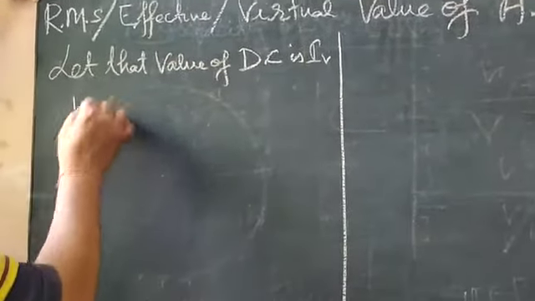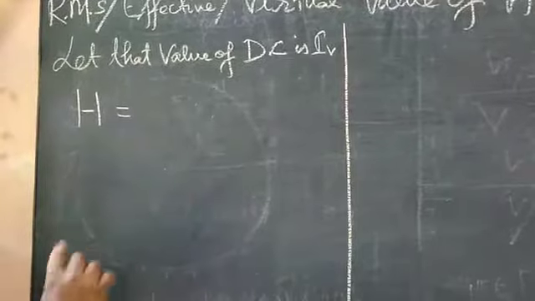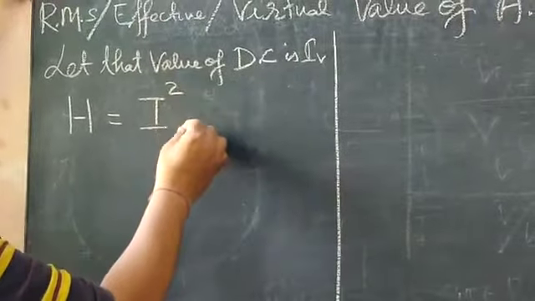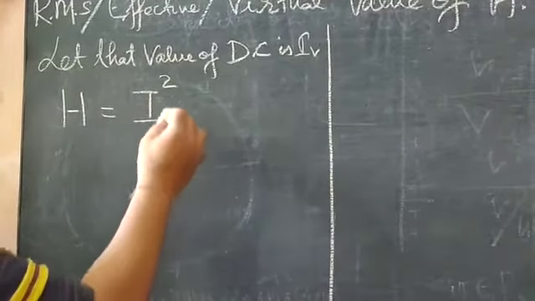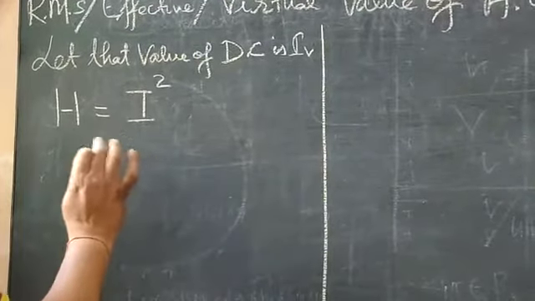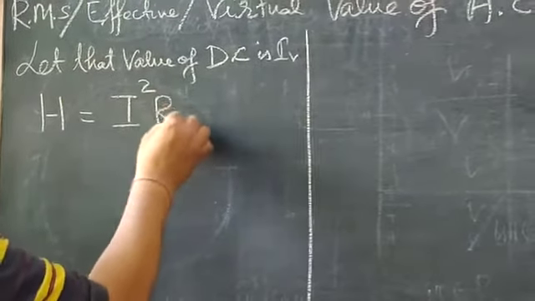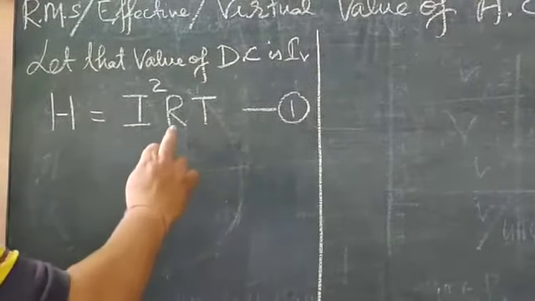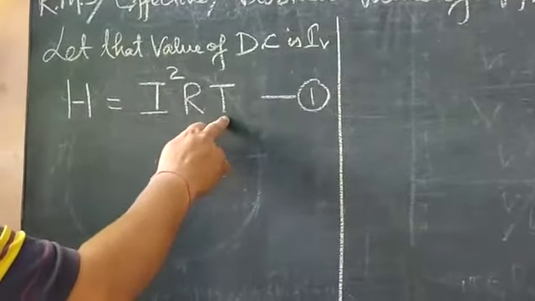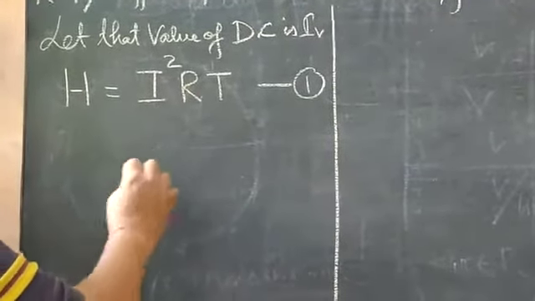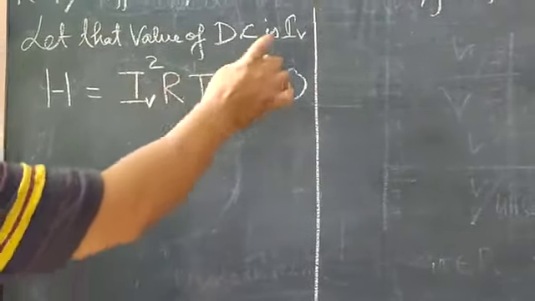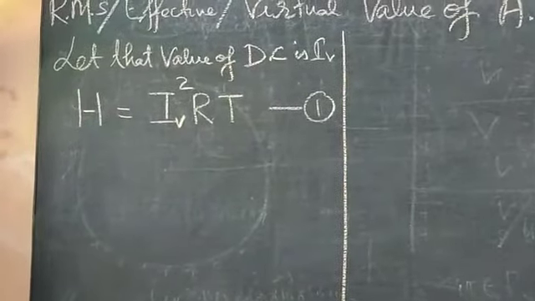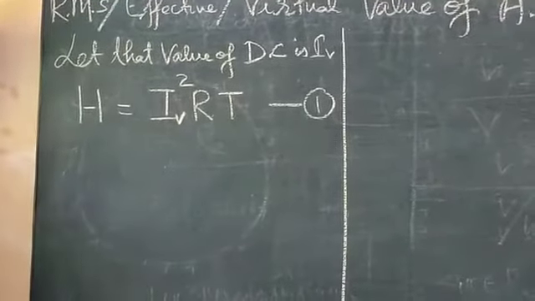So the heat produced by DC through a resistor R in time T, equivalent to one time period, will be I square R T. So in a resistor of value capital R in a time period T, this much heat will be produced by this value of DC, which is equivalent to the RMS value of AC.